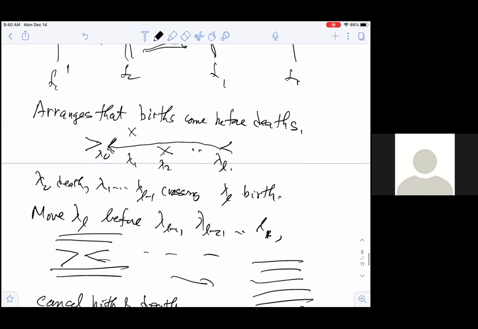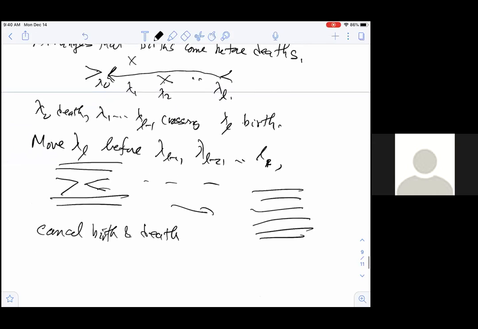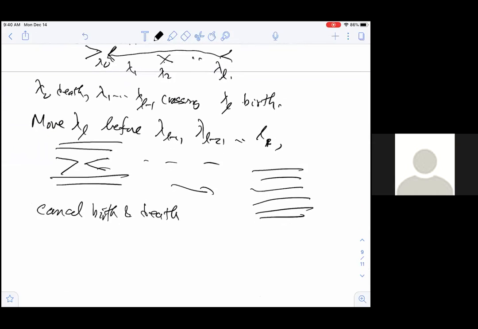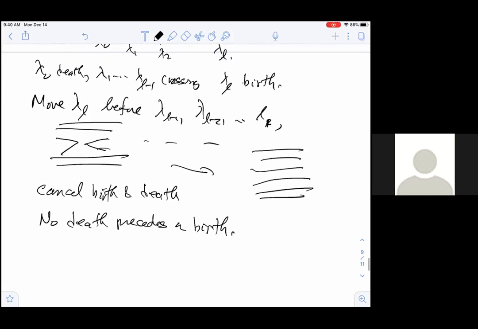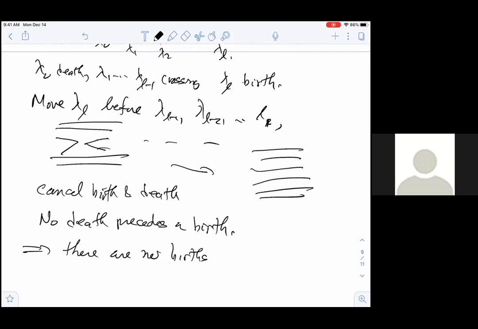So anytime I have a birth occurring before a death, I can do this operation and cancel them. Adjacent birth to death, I can cancel them. So I keep doing that over and over again until no birth, no death precedes a birth. Okay. Well, at that point, I claim there are no births or deaths. I've in fact killed them all.